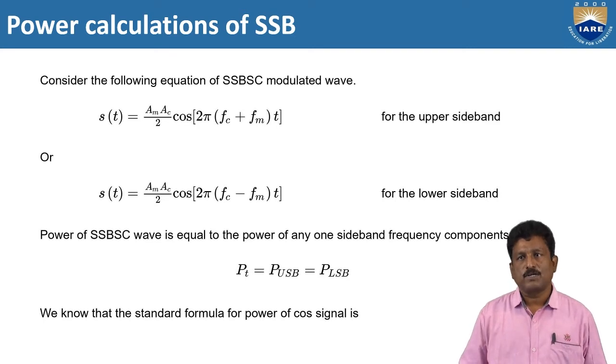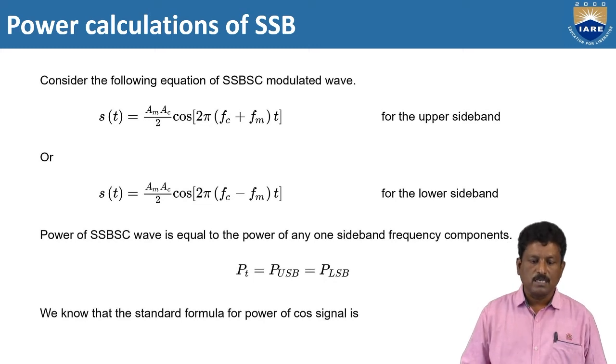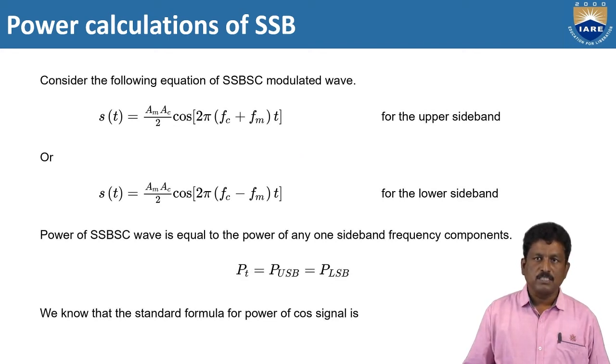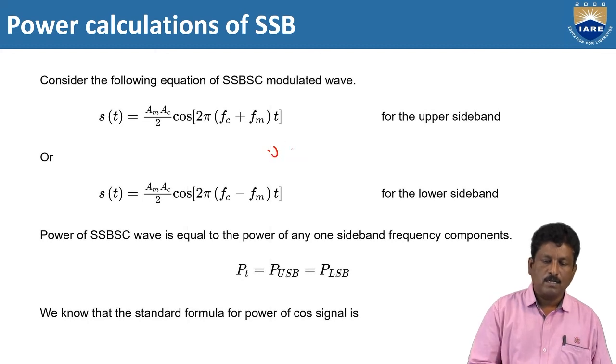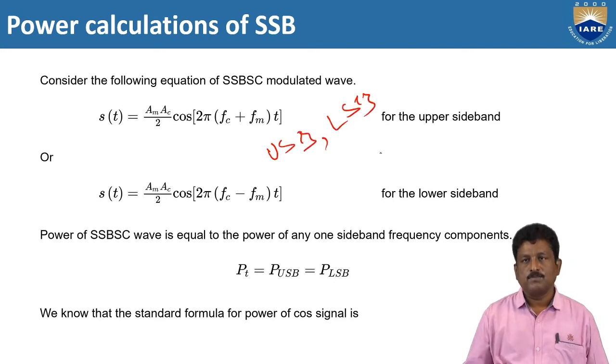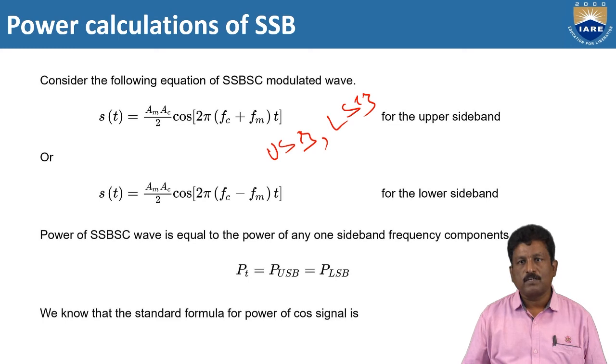Then consider the SSB standard power relations. How are we going to calculate the power relation? We have already discussed it for the DSB wave and similarly the AM wave. Here we are transmitting only one sideband. In case of AM modulation, we transmit three components: the carrier, upper sideband and lower sideband. In DSB, only the upper sideband and lower sideband. Here in SSB, either the lower sideband or the upper sideband only. So the power requirement is only that for the transmission of one sideband.